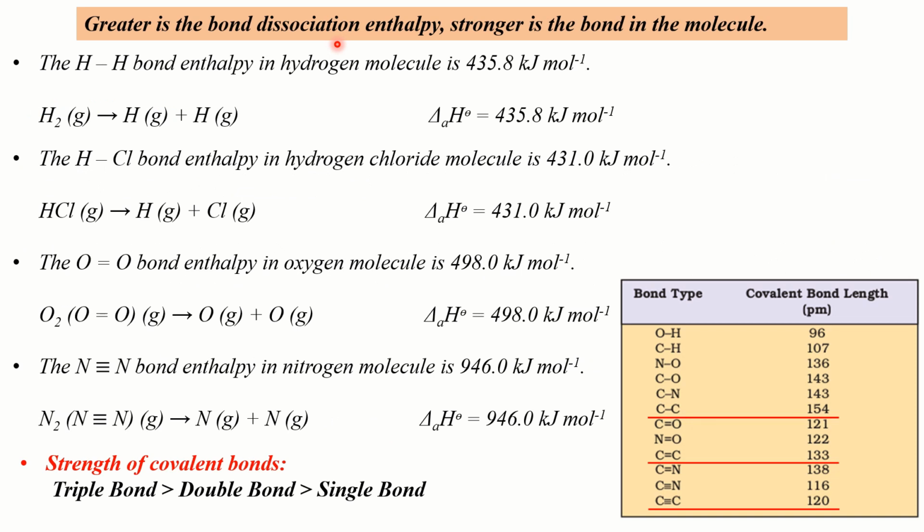Students, do keep in mind that bond enthalpy is related to the strength of a bond. So the greater the bond dissociation enthalpy, the stronger the bond in the molecule. That is, if a greater amount of energy is required to break a bond, then it means that particular bond is a stronger bond.